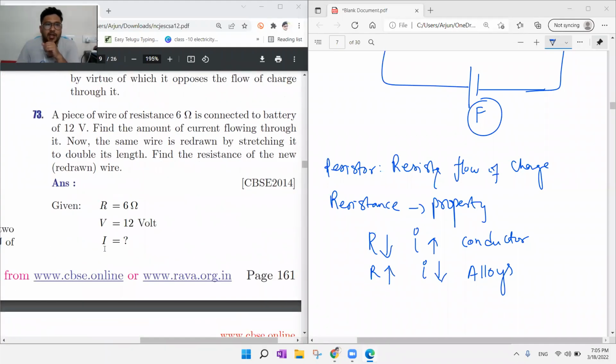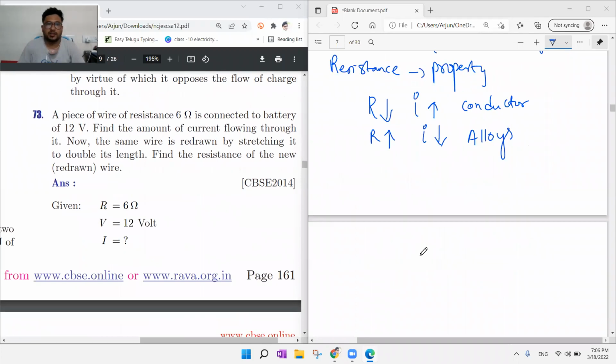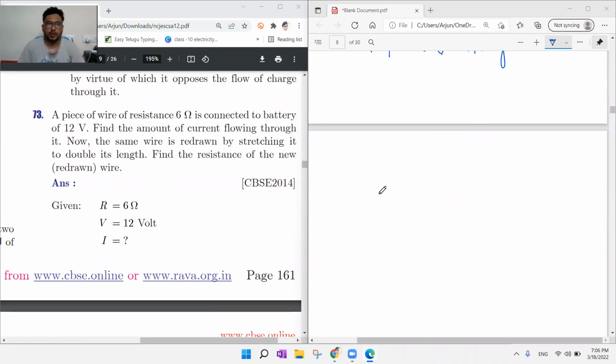Question number 73. A piece of wire of resistance 6 ohm is connected to a battery of 12 volt. So given data, R value is equal to 6 ohm and battery value V is equal to 12 volt. Find the amount of current flowing through it. So I value is equal to question mark. The same wire is redrawn by stretching it to double its length. Find the new resistance. Okay, so this is case 1.